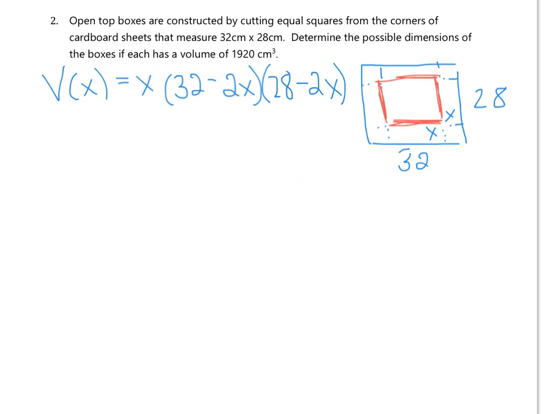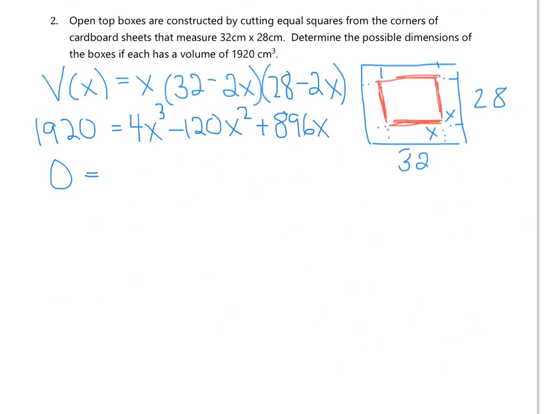Very similar to the last question, I'm going to go through it as quickly as possible. We're now going to set up our equation, move everything to one side, and factor to be able to solve. So I'm going to do a little bit of expanding here. When I expand this polynomial out, I should get 4x cubed minus 120x squared plus 896x. Then I'm going to move my 1920 over, and I can take a 4 out of it, and I'm going to get x cubed minus 30x squared plus 224x minus 480.